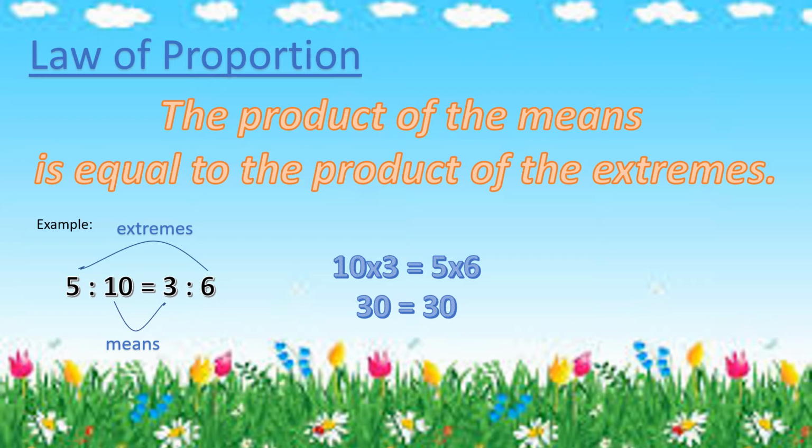Say, for example, we have 5 is to 10 is equal to 3 is to 6. We know that the means are the inner terms, or 10 and 3 are the means, while the outer terms, or 5 and 6, are the extremes. So if we get the product of the means, we have 10 times 3, we have 30. If we get the product of the extremes, 5 times 6, that is also equal to 30. So if the product of the means is equal to the product of the extremes, then the two ratios form a proportion.